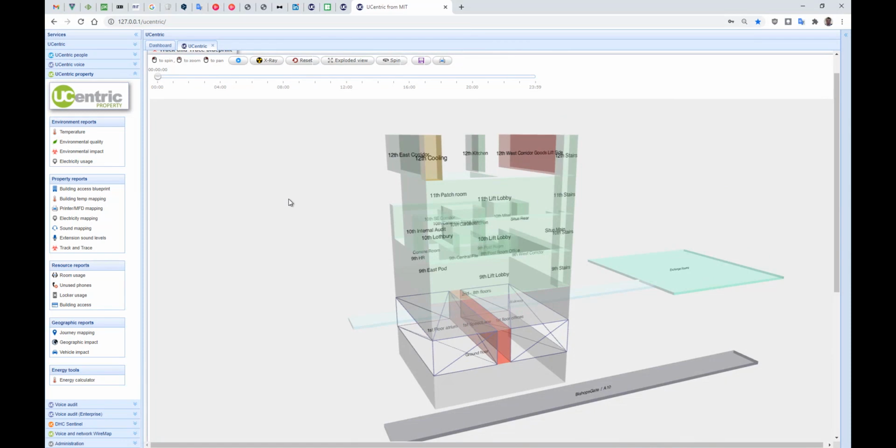Most businesses are sitting on a tsunami of data that they have no idea how to use or how to access or turn into anything qualitative. They've got millions and millions of records and no way of actually turning that into meaningful reporting. And that's what UCentric's all about, turning that into meaningful reporting.